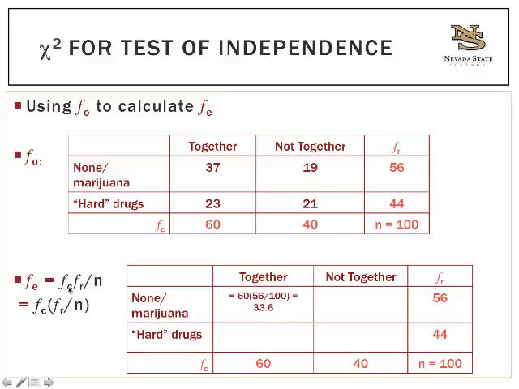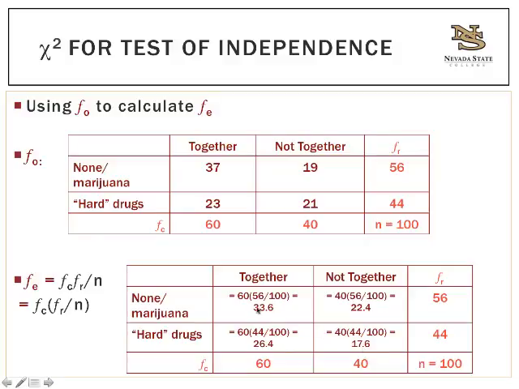You can either use this formula here or this formula here. It's literally going to give you the exact same answer, so don't worry about which one you use. Now, we're going to use the same formula for each of our categories. The none, marijuana, and not together category gives us 22.4 for our expected frequency. This is the number we should get if the null is true. Then we keep going for each category. Here we take our number in the column, 60, our number in the row, 44, and our sample size, 100. That gives us 26.4, and our last group is 17.6.